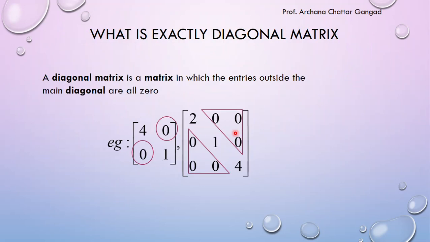Now next is a diagonal matrix. What is exactly a diagonal matrix? The diagonal matrix is a matrix in which the entries outside the main diagonal are all 0. So see the example here: the diagonal values are 4, 1, and apart from these diagonal values, all the other values in the matrix should be 0. So both places are 0, so this is a diagonal matrix. In the second example also, 2, 1, 4 are the diagonal elements, and below and above them all the elements are 0. So it is a diagonal matrix.